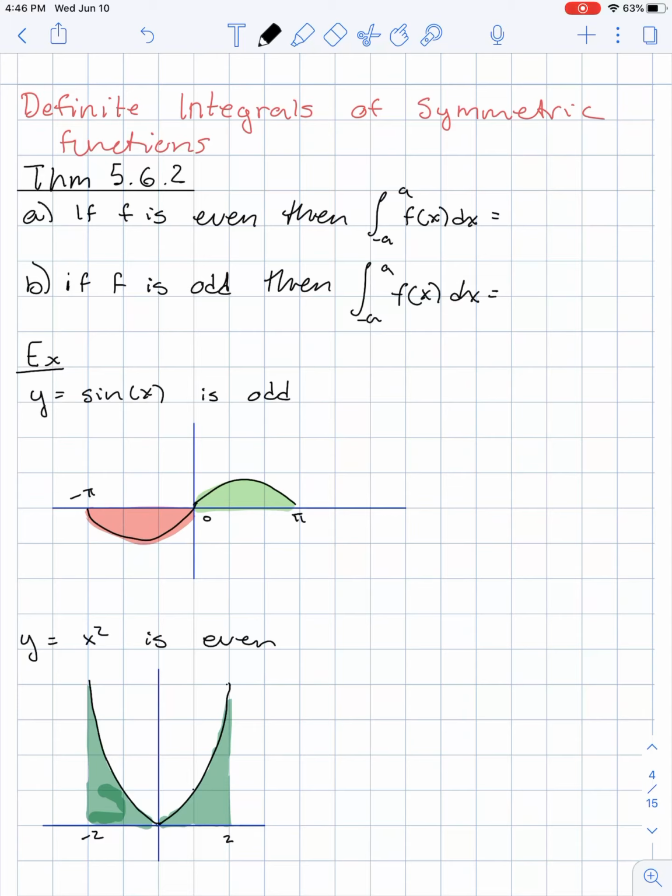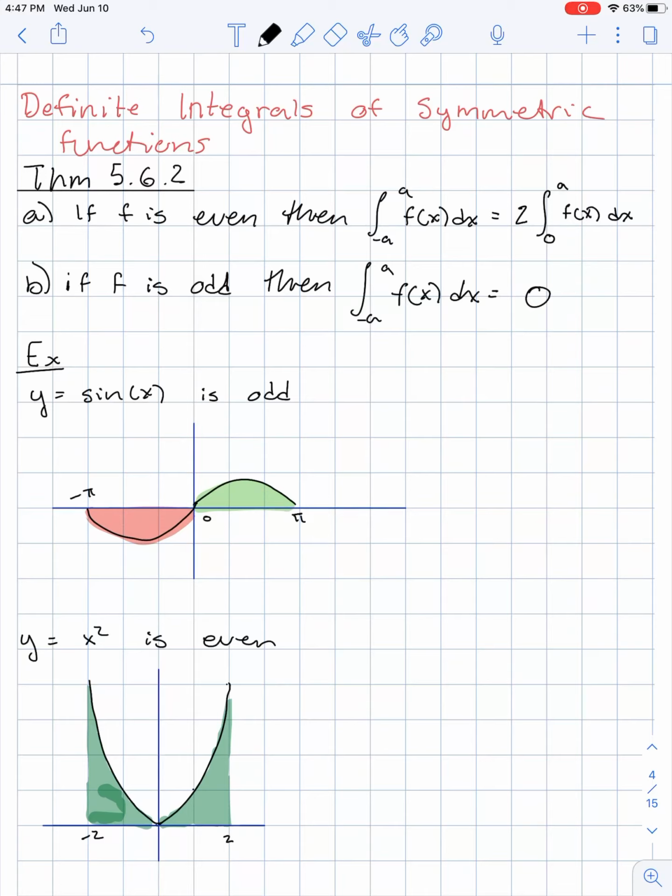So if I do the integral of f from negative a to a, we're actually going to get 2 times the integral from 0 to a of f of x dx. All right, and if f is odd, meaning that f of a equals negative f of negative a, then if I take the integral from negative a to a of f of x dx, well, that's just going to equal 0. They're going to cancel out.